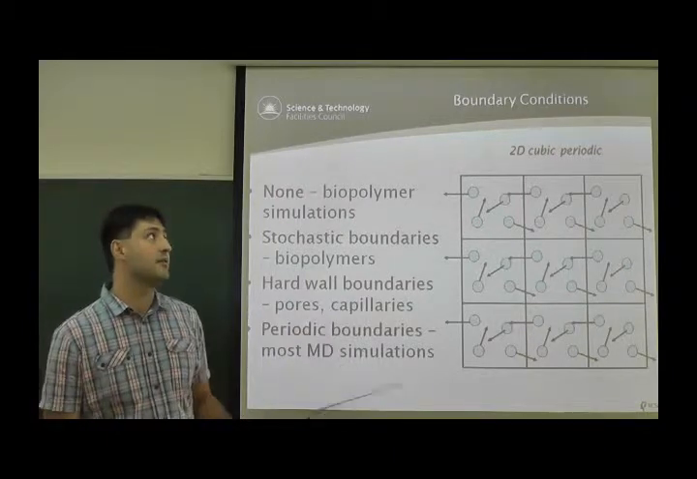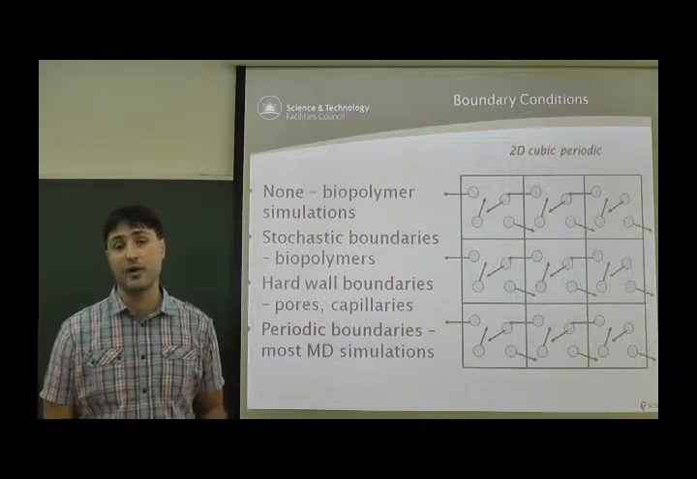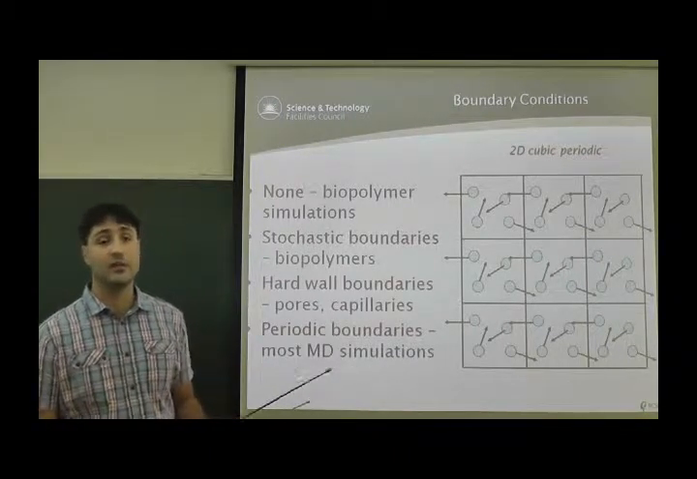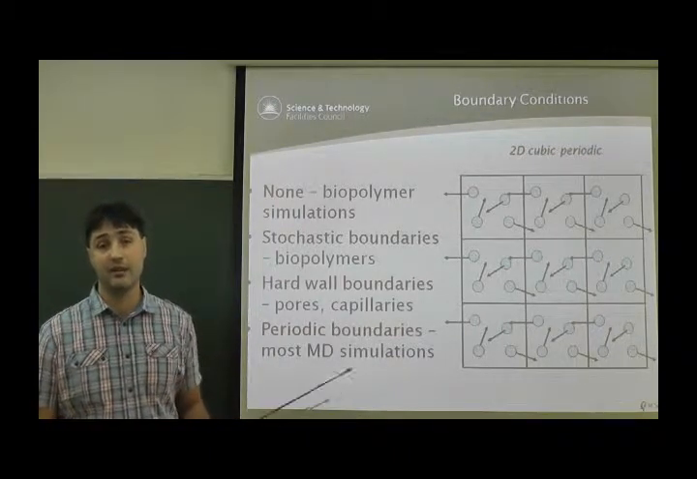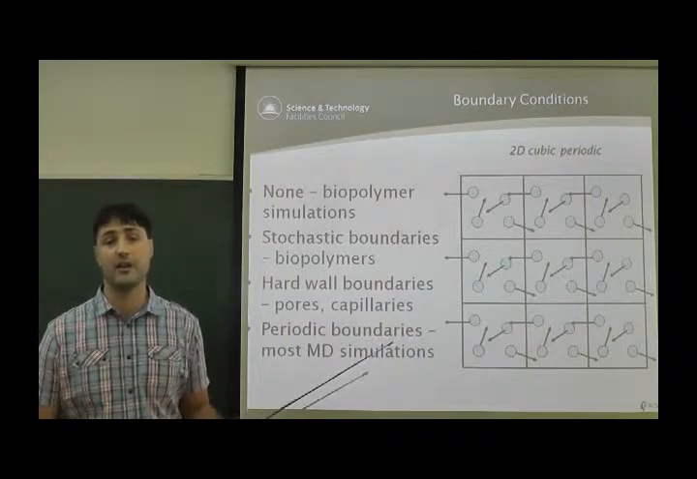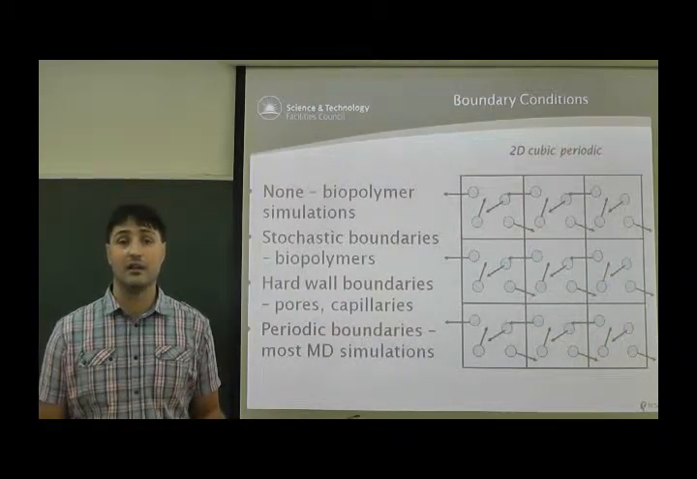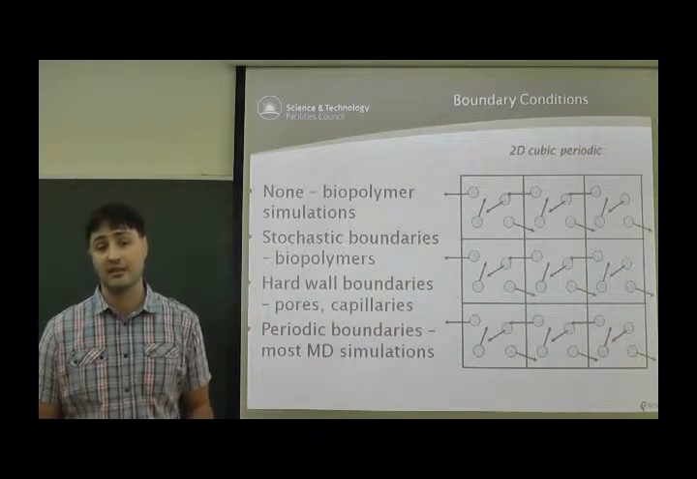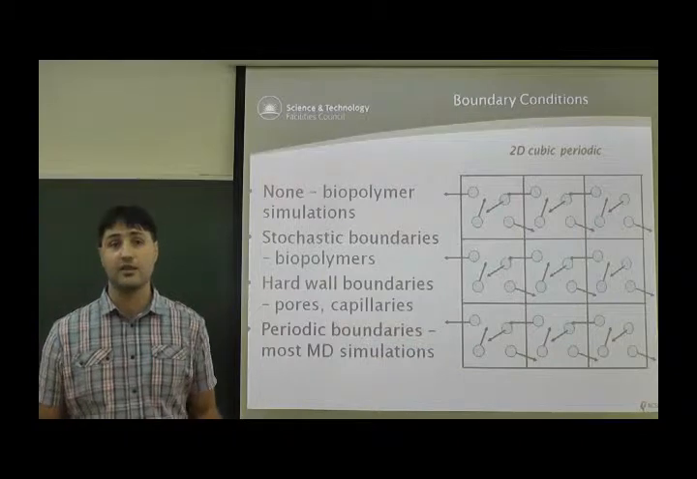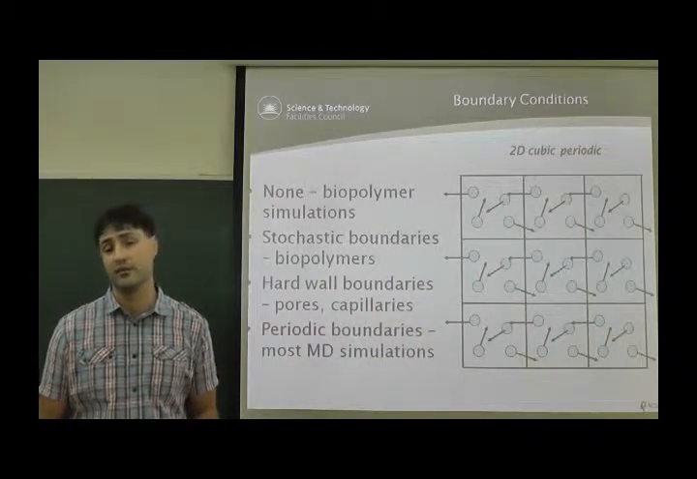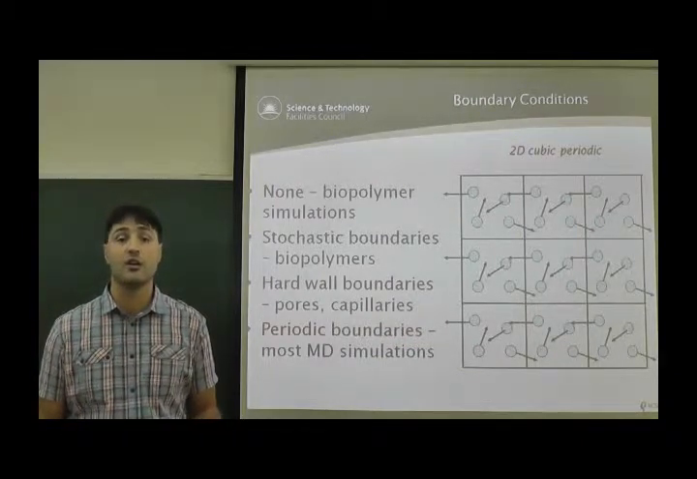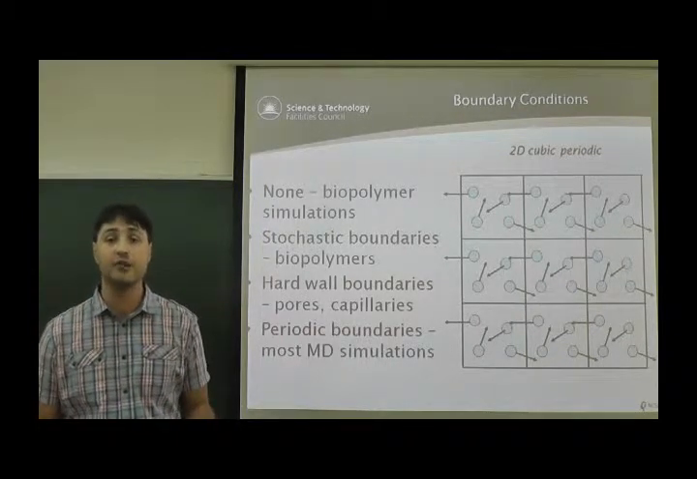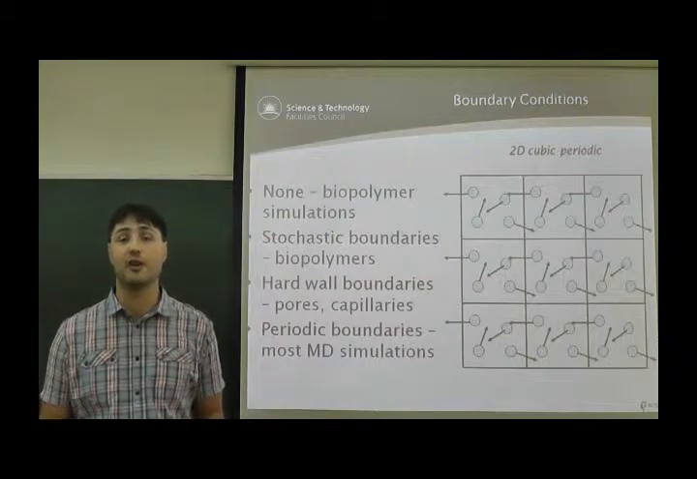In simulations we have boundary conditions. For certain cases we don't need any boundary conditions, so we have a polymer in vacuum, or in some infinite media that doesn't interact with itself. In certain conditions, we need to have stochastic boundaries, for example, for polymer simulations, or hard-wall boundaries for pores or capillaries. And quite often, we have periodic boundaries.